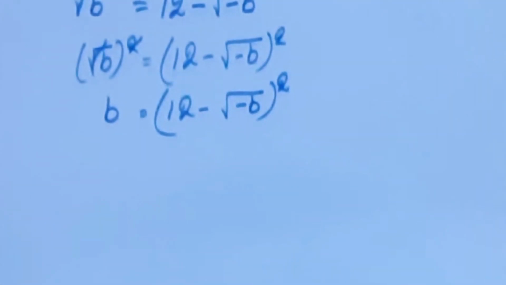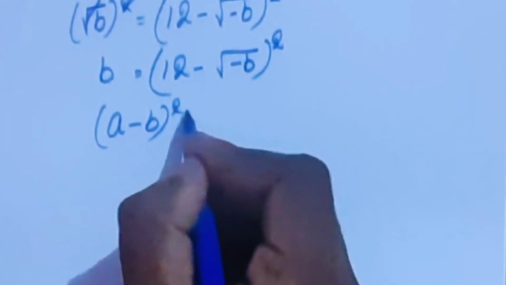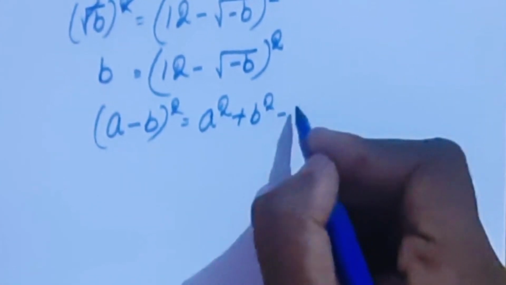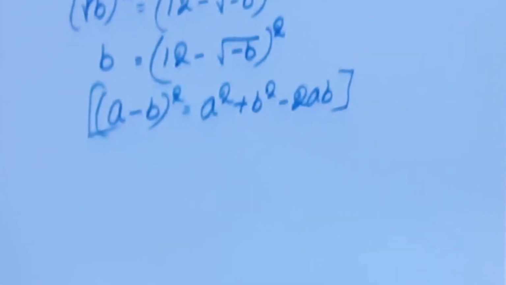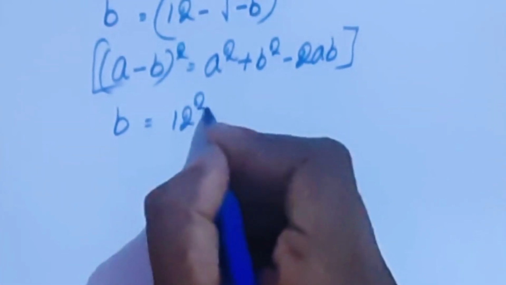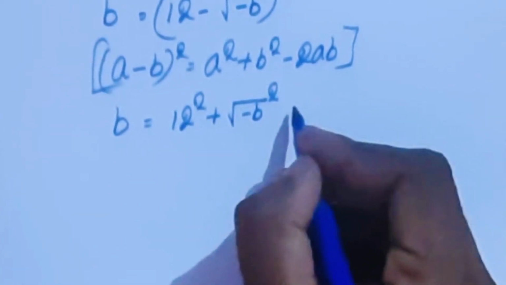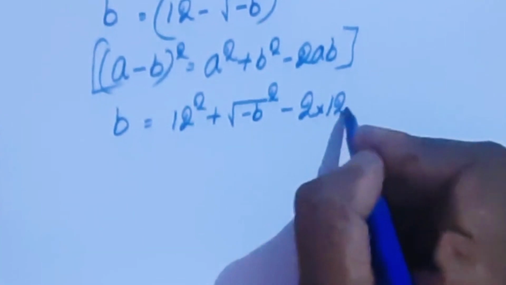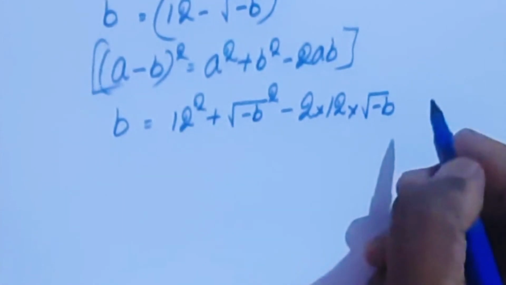Here we are going to apply this algebra formula, which is a minus b whole square equals a square plus b square minus 2 times ab. This formula we are going to apply here. So we'll get b equals 12 square plus square root of minus b whole square minus 2 times 12 times square root of minus b.